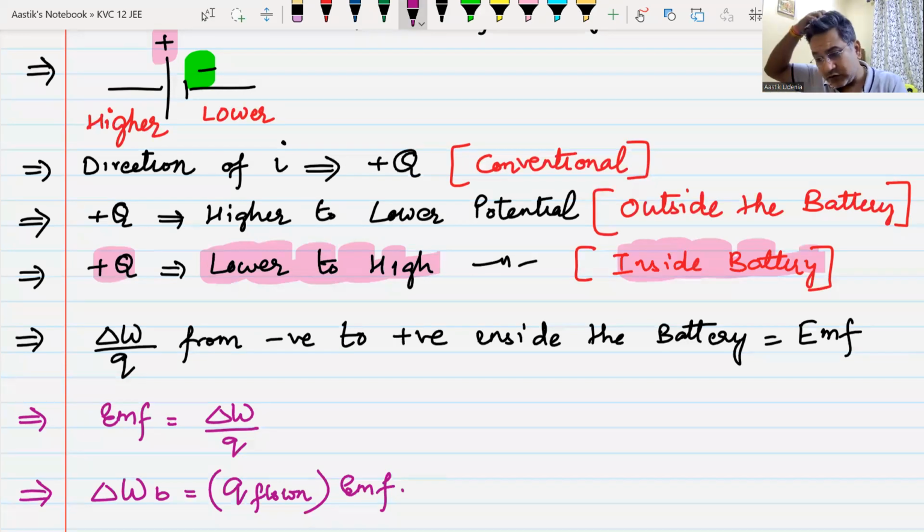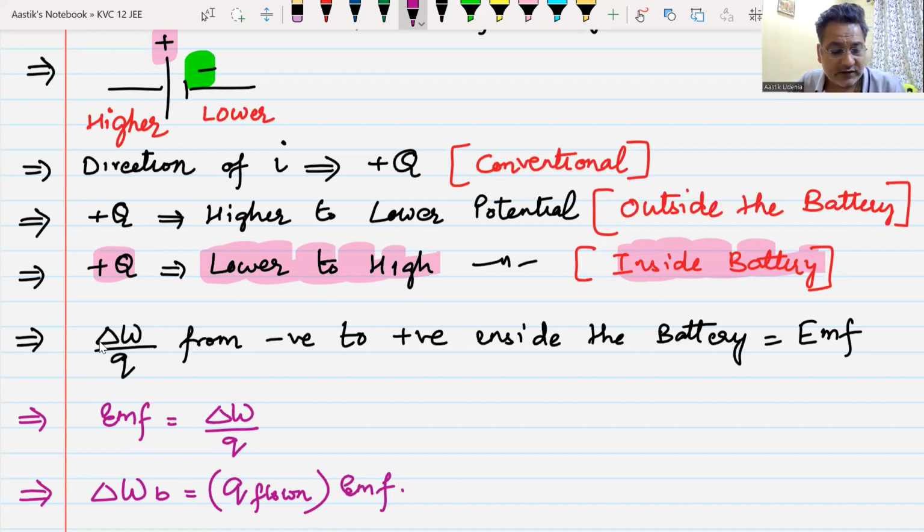In this way also, work done per unit charge is known as the EMF of the battery. And to find out the work done by the battery, you always have to find out how much charge has flown through the battery and multiply it by the EMF of the battery. Do we understand this, everyone? Have you noted it down? Okay. Now, what is the next thing that you have to understand?